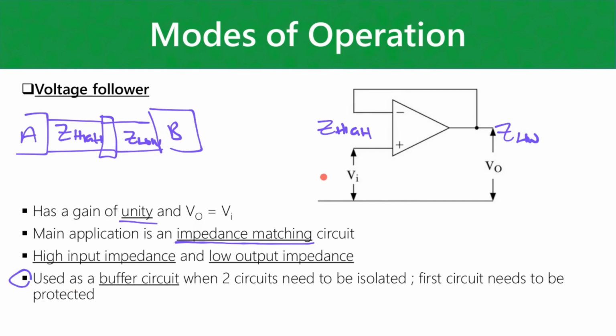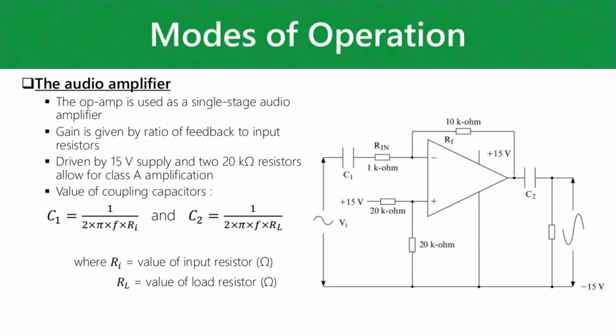You can also use a voltage follower as a buffer circuit when you have two circuits that need to be electrically isolated from one another. In essence, you want to protect your first circuit, amplifier A. We don't really care what happens on circuit B, which could be a typical example of some load or sensor that you need to power. Okay, so that's your voltage follower.